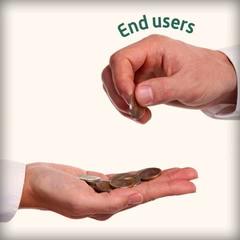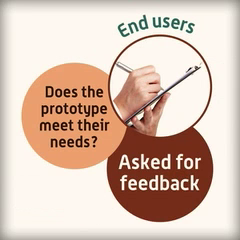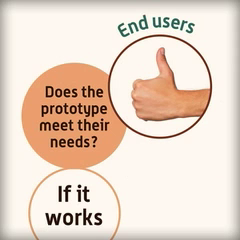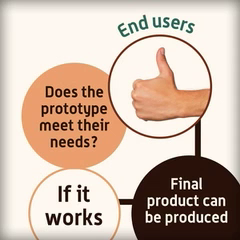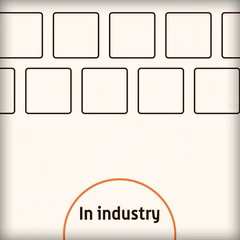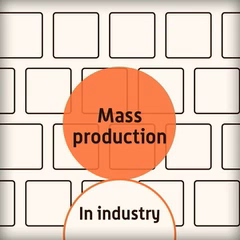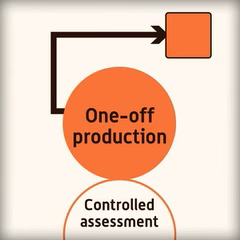The people who will use the product, the end users, can be asked for feedback to see if the prototype meets their needs. If the prototype works and the end users like it, the final product can be produced. The final product and industry will be via mass production and one-off production in your controlled assessment.